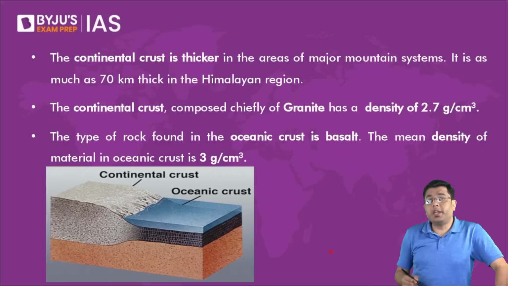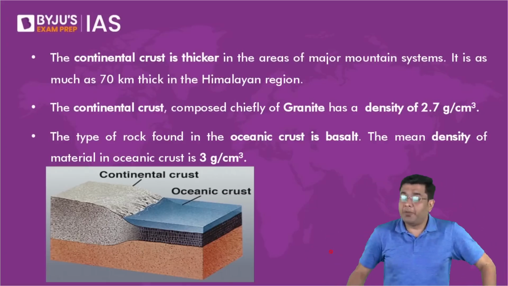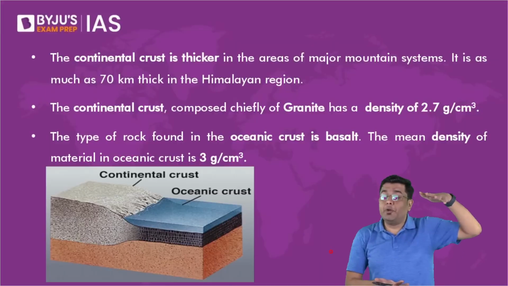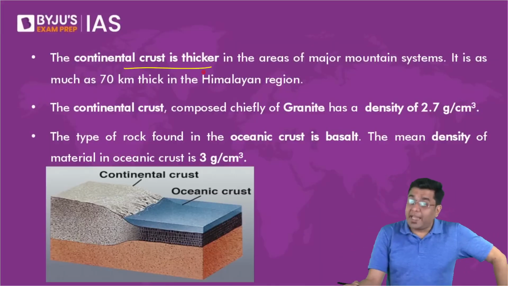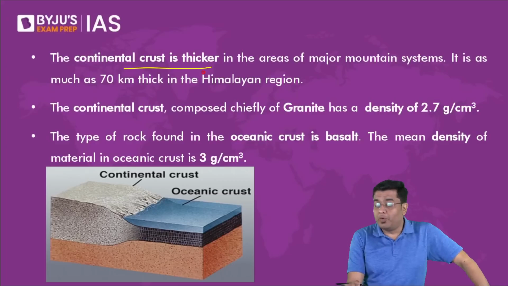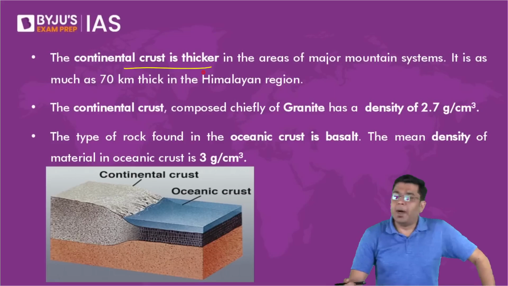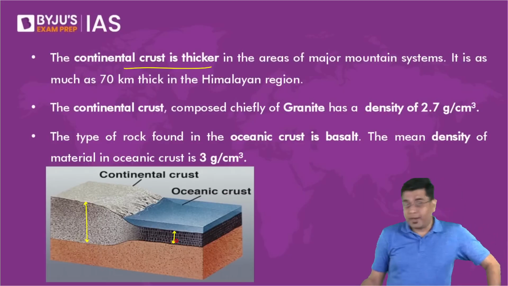For example, in the region around the Himalayas, where there's a significant amount of compression happening from both sides, the crust has thickened up to around 70 kilometers, right? So continental crust is thicker in the region of major mountain systems, where it can get to a thickness of around 70 kilometers, for example, in the Himalayan reaches. Now, observe here, this is the depiction of the continental crust. This is the depiction of the oceanic crust.